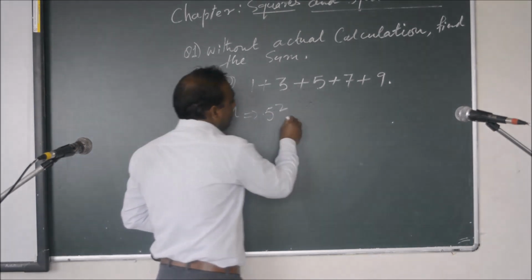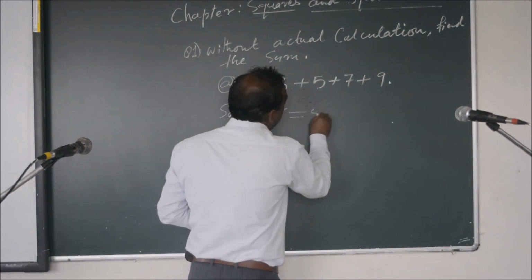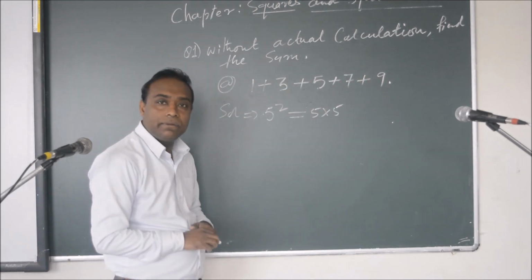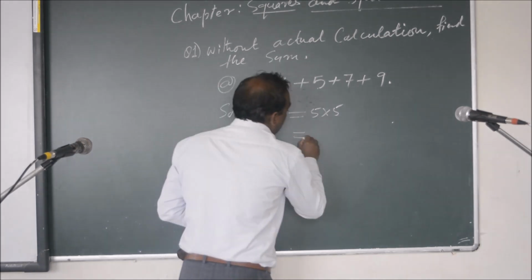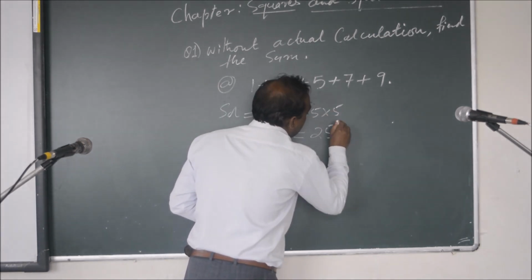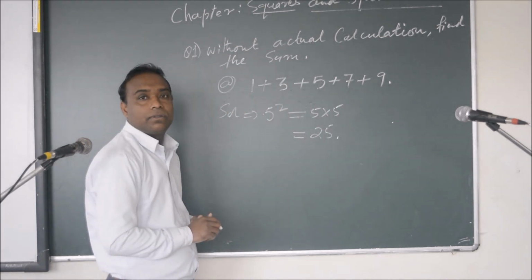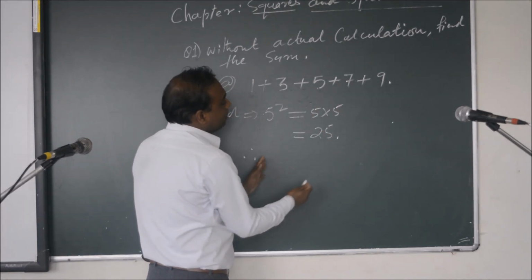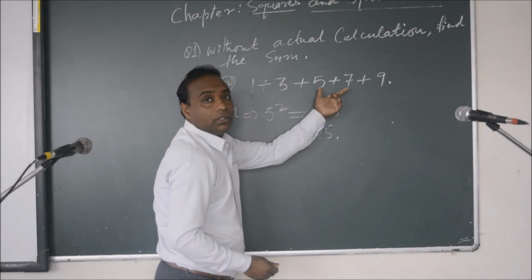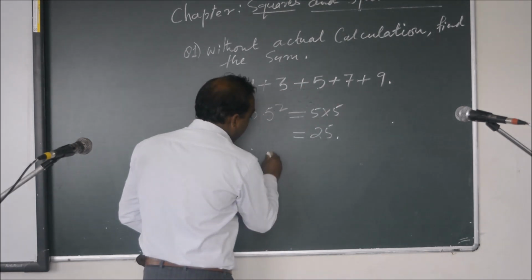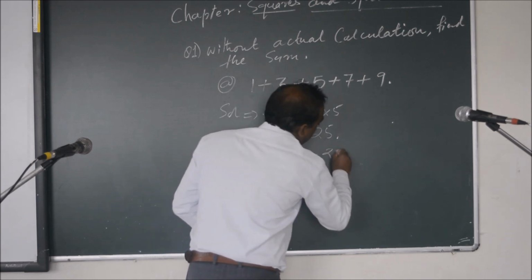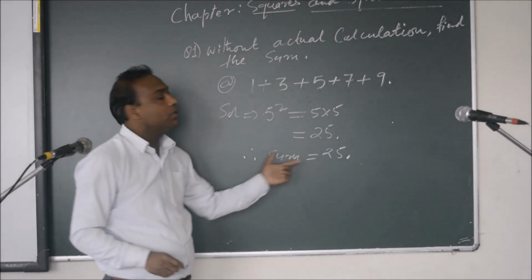And you know that 5 square means 5 into 5. If you multiply, then you will get 25. So without any calculation, the sum of the numbers given here is 25. Therefore sum is equal to 25. So this is the way.